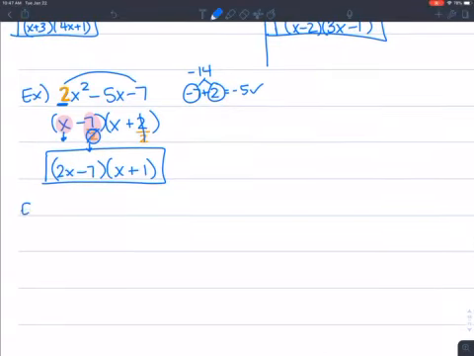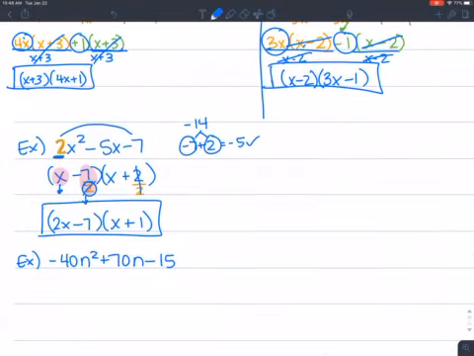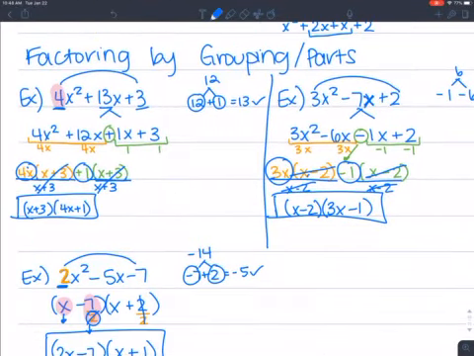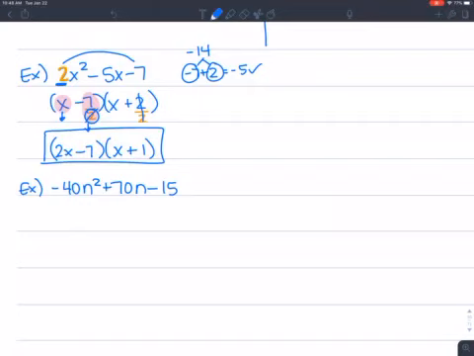So let's try that one more time. Okay. So we've got negative 40n squared plus 70n minus 15. Okay. And again, if this method doesn't make sense, you can do the factoring by grouping or by parts. Every time, all the time. Do we have a GCF? We do. It's negative 5. So let's divide. So we get 8n squared minus 14n plus 3, okay?